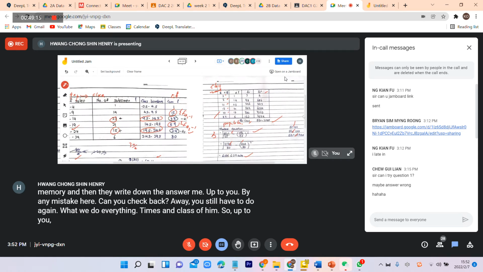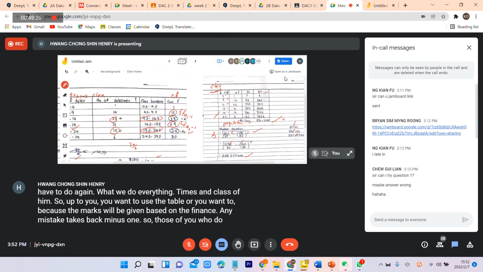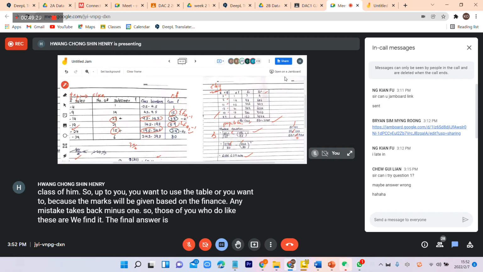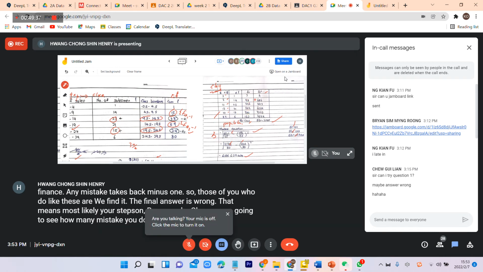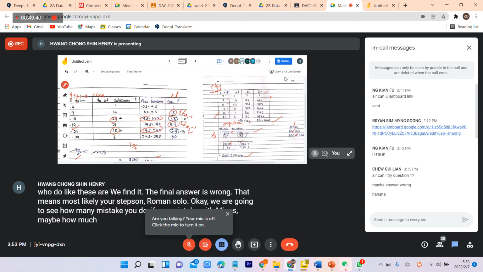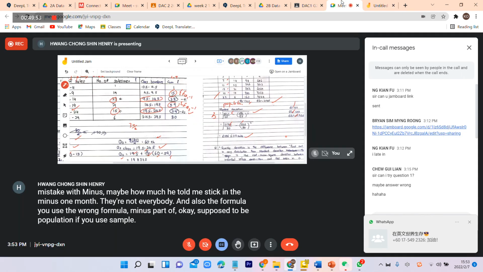So up to you, whether you want to use the table or not, because the marks will be given based on the final answer. Any mistake, trace back, minus 1. So for those of you who do like this, if the final answer is wrong, most likely your steps are wrong also. We are going to see how many mistakes you make. If 2 mistakes, we minus 1 mark. Also if you use the wrong formula, we minus marks too. It's supposed to be population. If you use sample, you lose the mark.